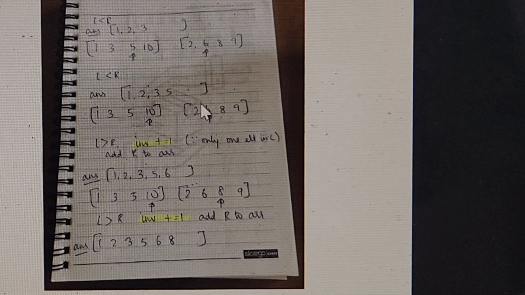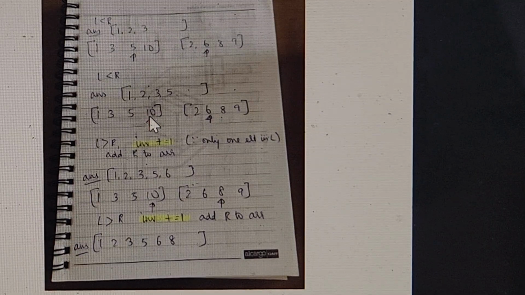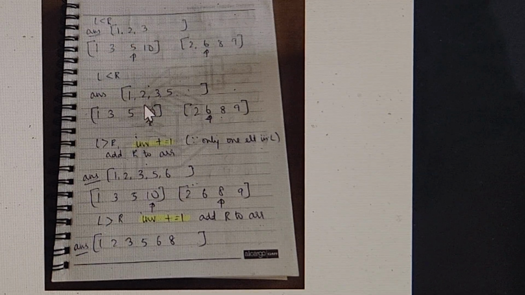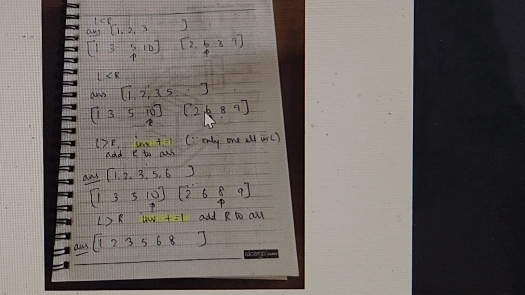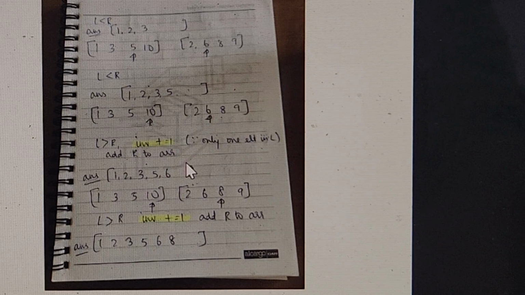You compare, your right element happens to be smaller. So you will see how many elements are remaining in this array. Only one element is remaining. So your inversions plus equal to 1, because 10, 6 is an inversion. And there is no other following element in the left array, so it's just a 1 increment. Then you put 6 in your sorted array. This pointer moves to point to 8. Your left is still here, the right pointer is now pointing towards 8.